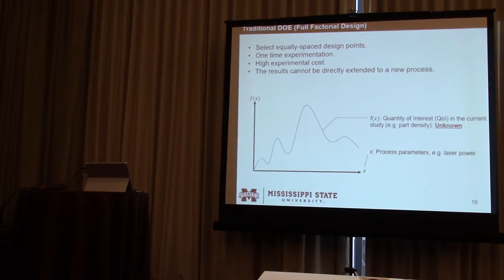To illustrate the advantage of our methodology, let me begin from traditional design of experiments like full factorial design. Here, X represents a process parameter like laser power. F of X is an unknown function representing the quantity of interest, like part density in the current state. These methodologies are one-time experimentation, and they typically result in a large number of experiments. Also, the results cannot be directly extended to other processes.